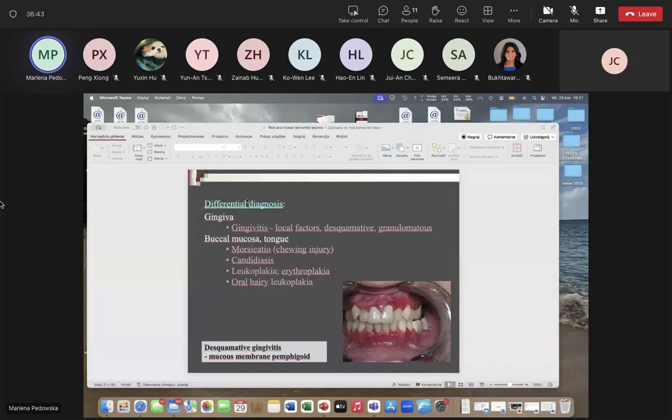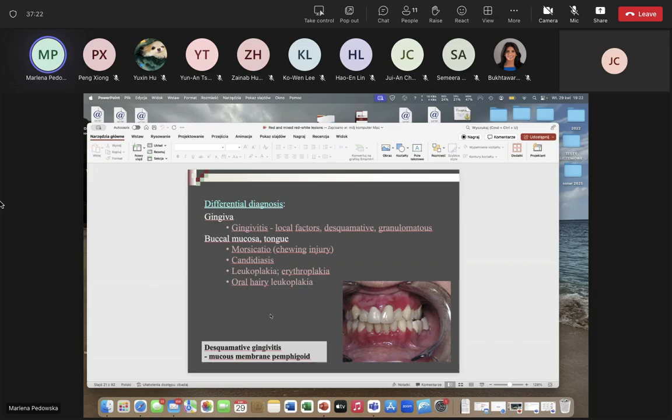Okay, so I would like to tell you about the desquamative gingivitis. Sorry, I'm yawning. It's not a separate type of inflammation. It is always related to a general disease. So when you see desquamative gingivitis clinically, you always have to think about the general disease. It's related most often with lichen planus, mucous membrane pemphigoid, or pemphigus. Those are the three most common related diseases.